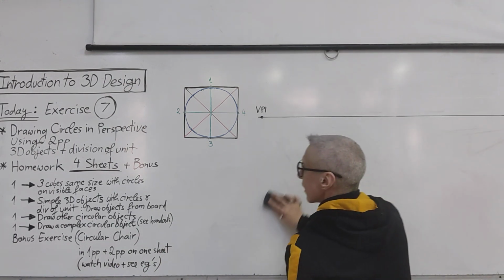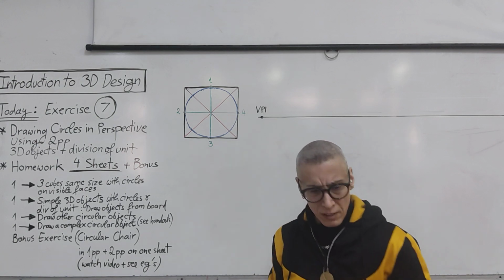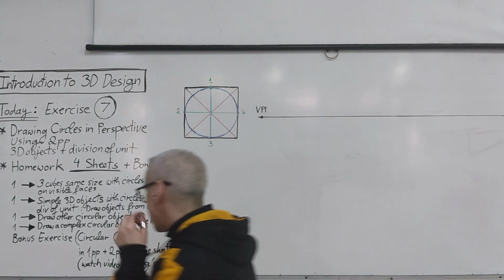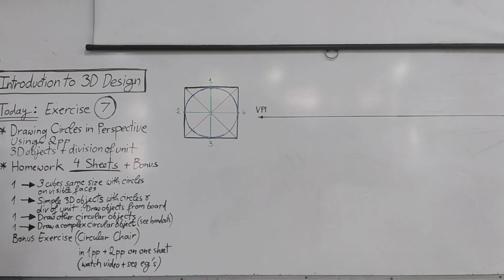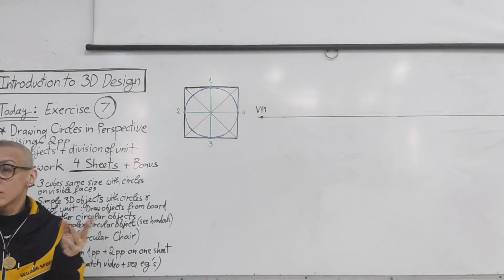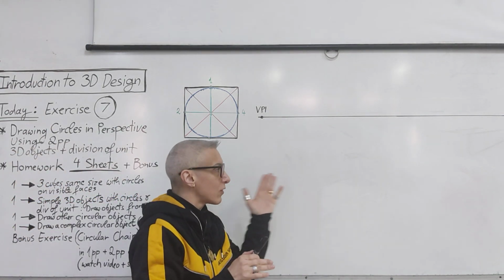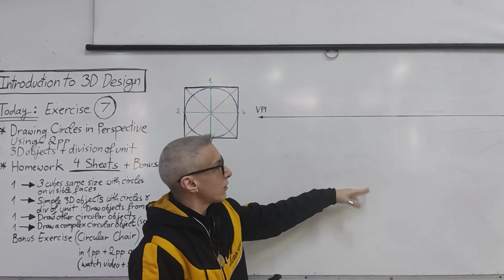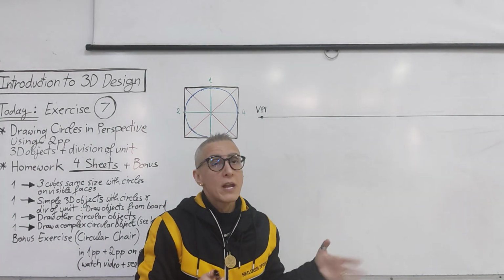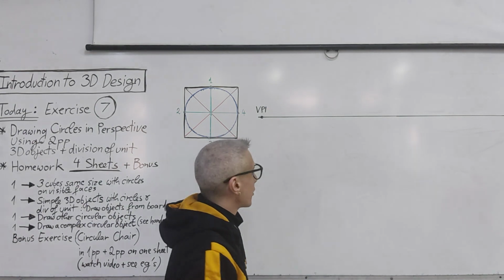Now, what do we have? What else here? So this is here the 2 objects that you need to draw on the second sheet. On the third sheet, draw other circular objects. And we need at least 2 again. Now, other circular objects, it means different than the ones that I draw here. Anything else, like what can we draw?